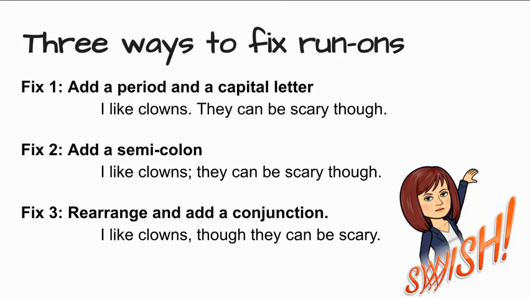The last thing you can do is kind of rearrange the sentence and add a conjunction. Now, in this particular case, we need to rearrange. Sometimes you just need to add a conjunction. In this case, we left the comma. I like clowns, though they can be scary. So your conjunction now is in the middle, and so it no longer is a problem.